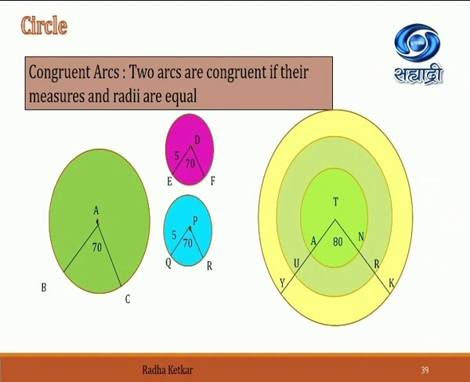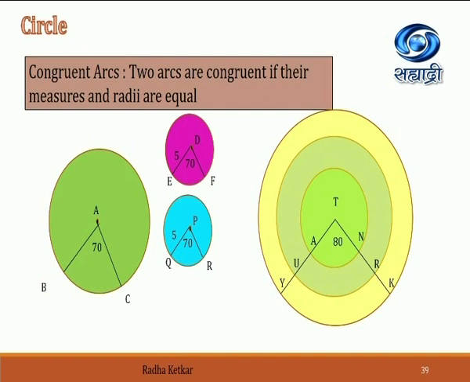Now we can talk about congruent arcs. Two arcs are congruent if their measures and their radii are equal. So two conditions are required. Their measure should be the same and also the radii should be the same, right? You can see the first three figures all show the central angle as 70. That means in the first green circle, the measure of arc BC is 70. Also the central angle is 70.